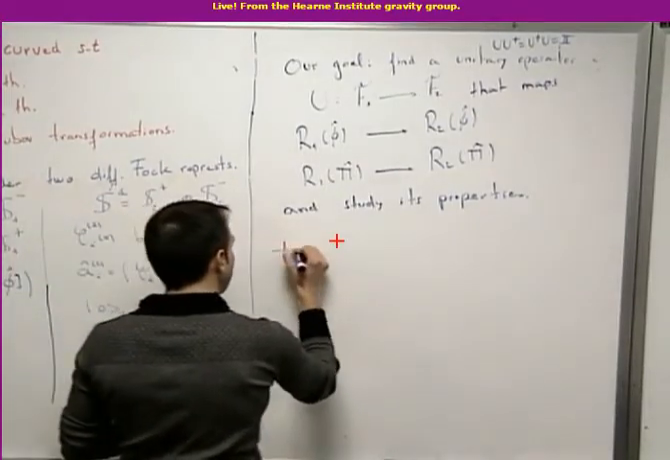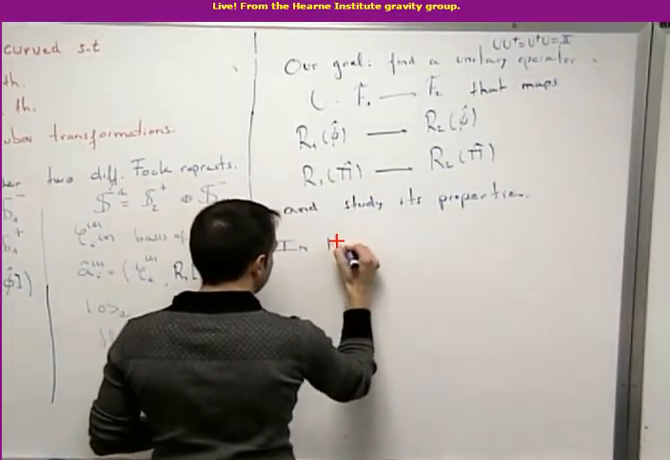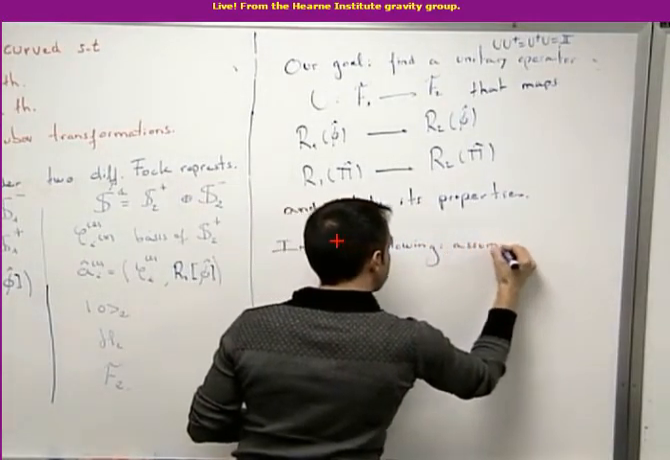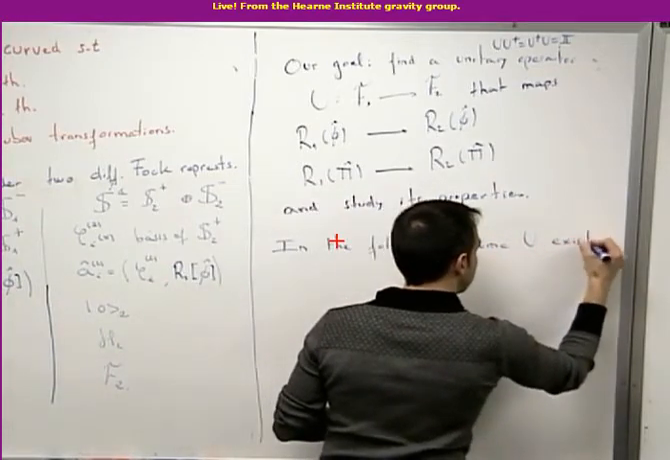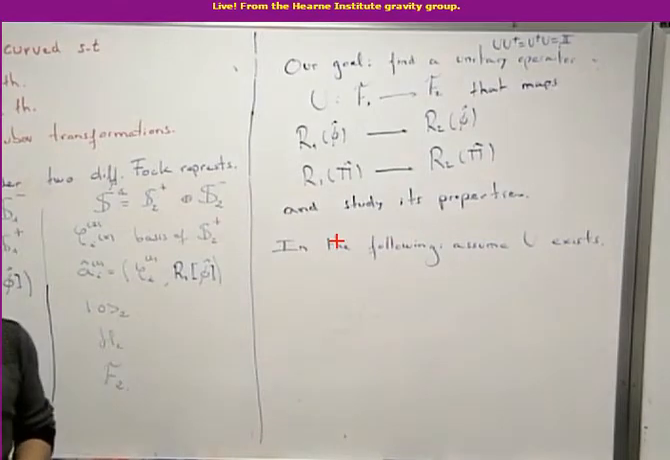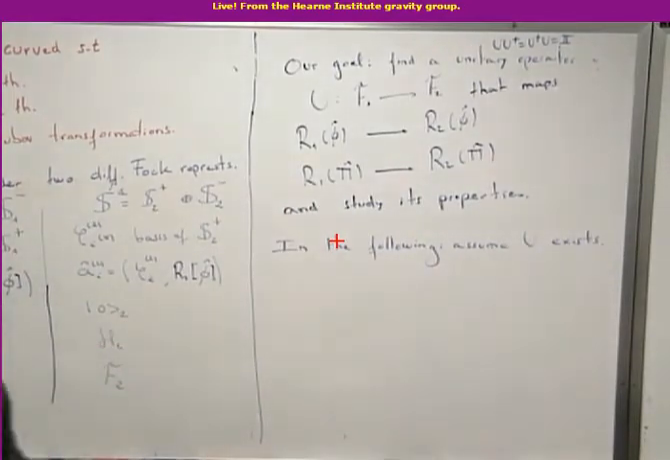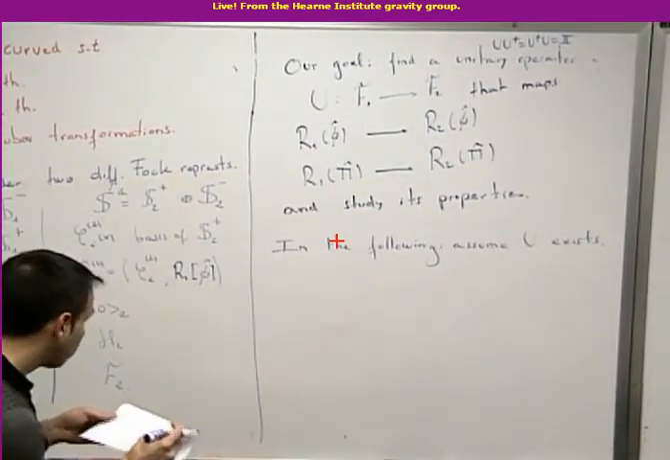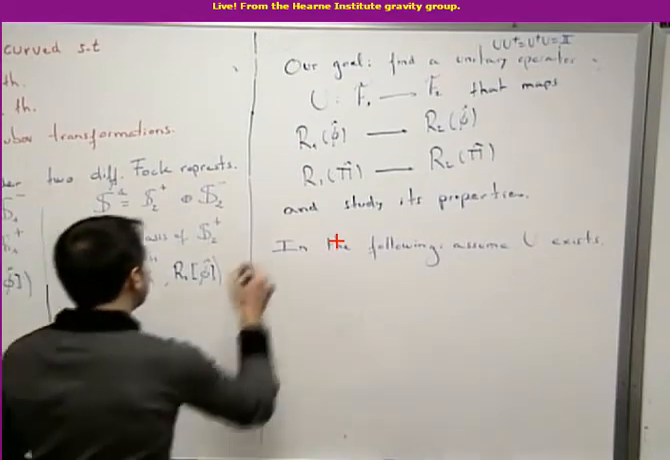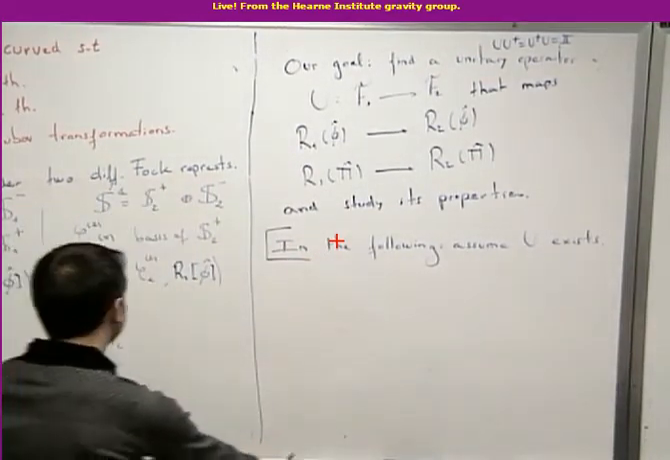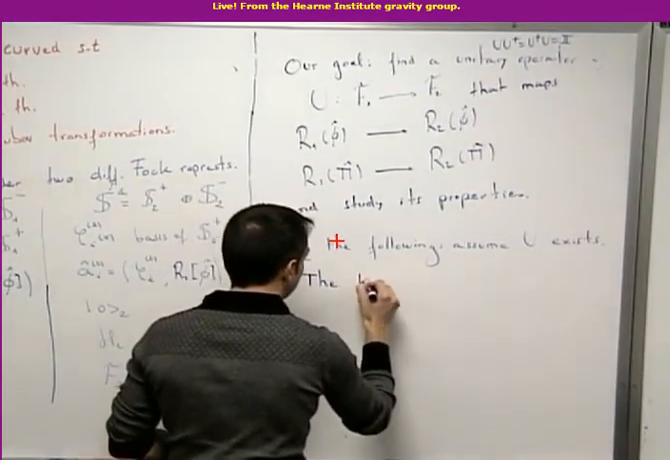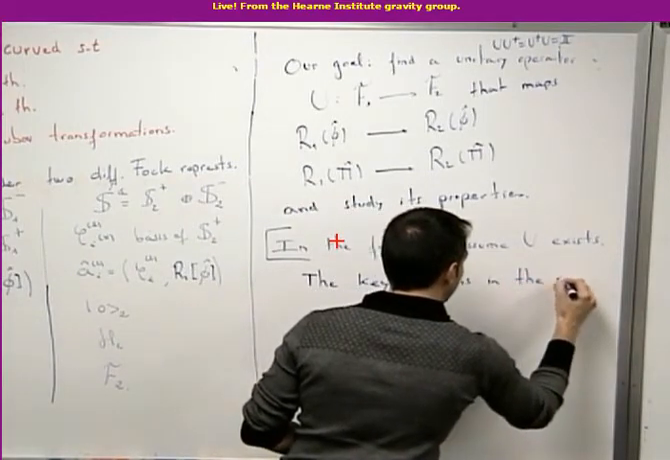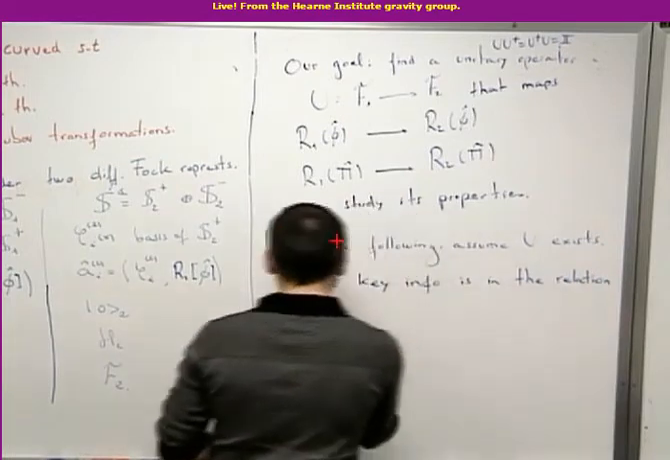So in the following, I will assume that U exists, and I will come back to the question of when it exists in the next section. So in this section, I will assume that it exists. As in chapter 3, the key info is encoding the relation between bases.